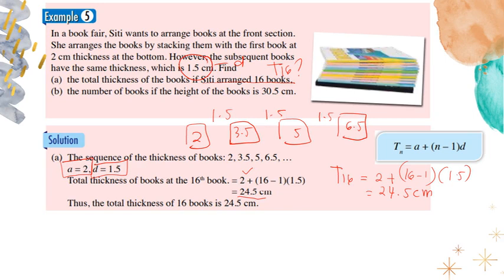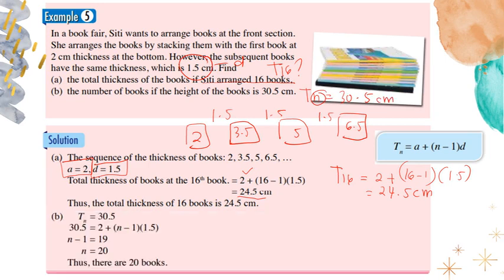The number of books, if the height of the books is 30.5, means that they already give you Tn is equal to 30.5. So how many books for 30.5 cm? Okay, so Tn is 30.5. We substitute into the formula. Tn is A plus n minus 1 d. So we want to find what is the value of n here. So this one we just substitute. Okay, 30.5 is equal to, the first term is 2 plus n minus 1 d.